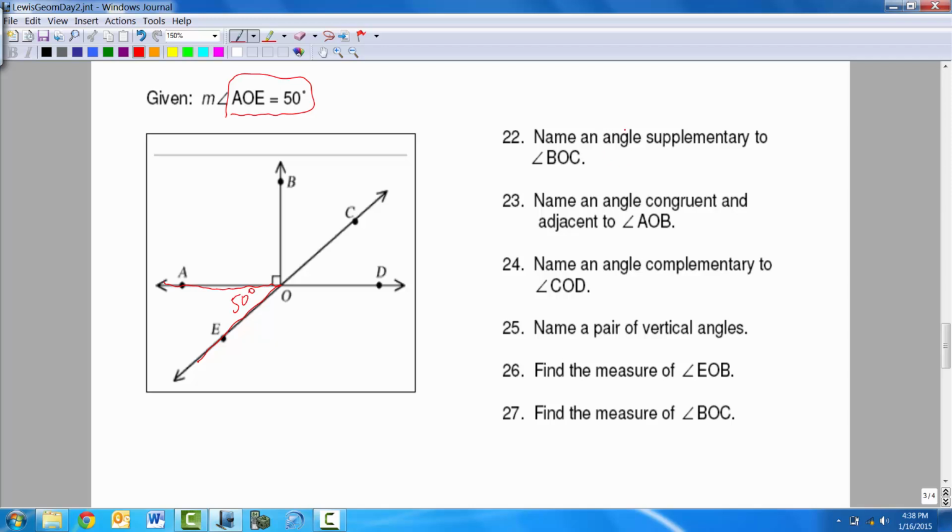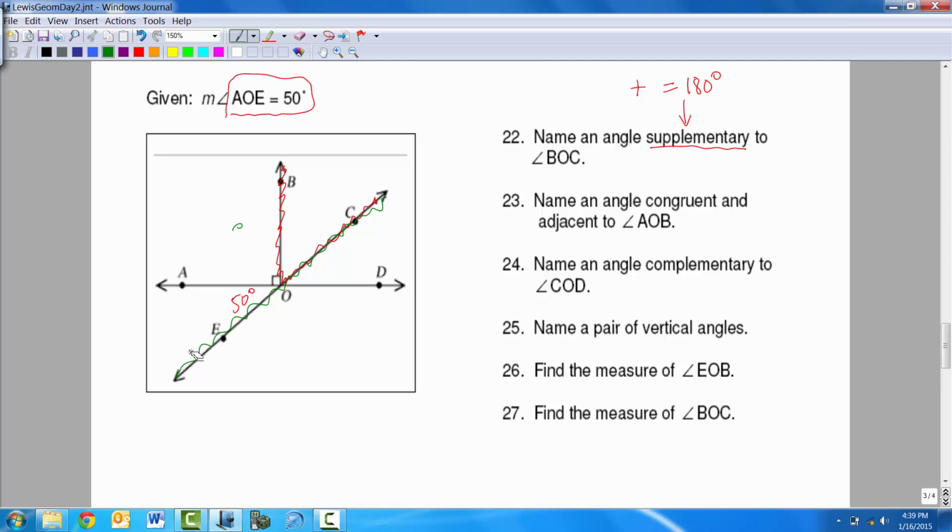Now they're also going to ask you for some measures. So name an angle supplementary. I guess we got to throw that term down. What does that mean? Supplementary means angles that add up to equal 180 degrees. So who would be supplementary to B to O to C? Well, now we're going to have to use that thought process. I'm going to erase this real quick that we used on page 1. What kind of angle is this? It starts with an S, and that's called a straight angle. So this adds up to 180 degrees.